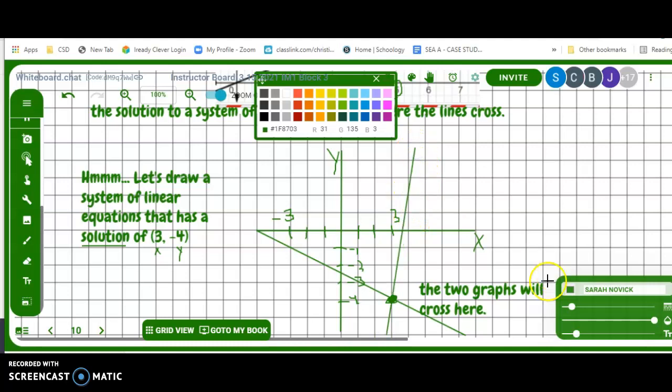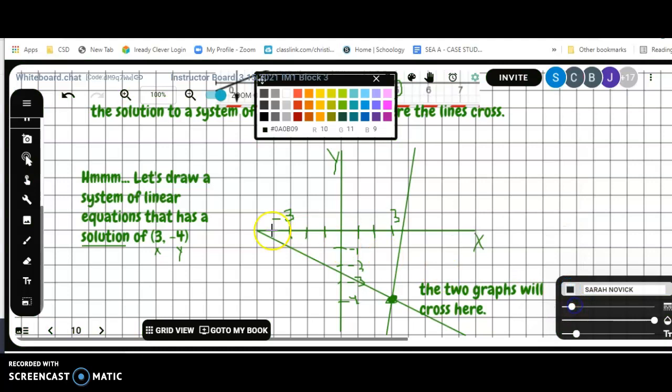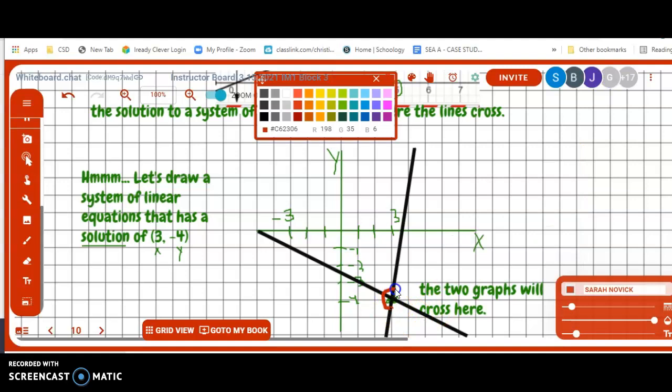Okay? And maybe you're like, oh gosh, Miss Novick, I cannot see that. That color is yuck. Let's make the colors a little darker. So let's say that's our first line, and then that's our second line. Okay? So we have a system of equations. We don't know what the equations are. We're not doing that today. But the solution point would be where they intersect. And they would intersect right here at this point.